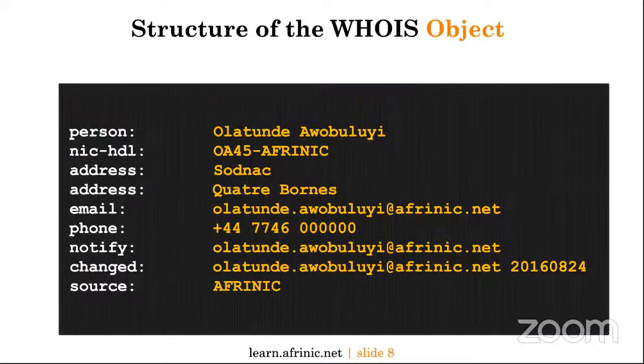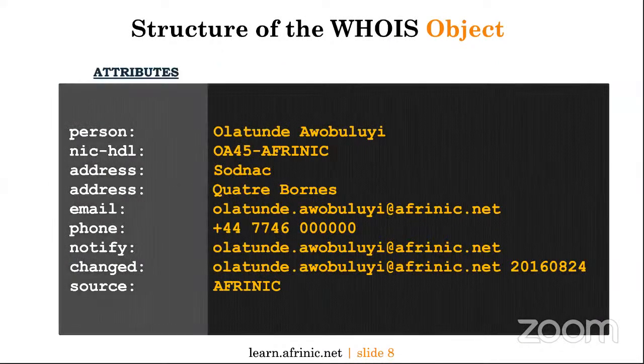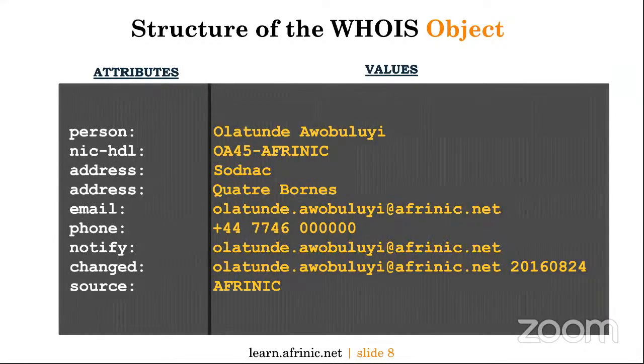Now, this is the structure of a Whois object. On your left side, you have the attributes, and on the right side, you have the values of the attributes. So the attribute-value pair describes a certain object, usually an object in real life. So you can have a person object, with values like the one we have here. The attribute and value pairs will describe a person. If you have an autonomous system object, the attribute and value pairs will describe that real life object.